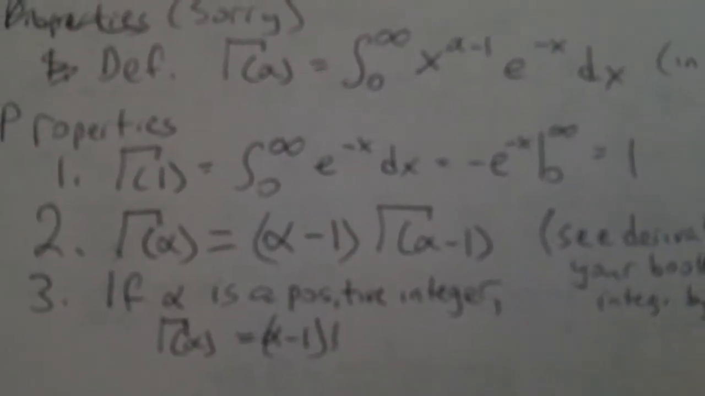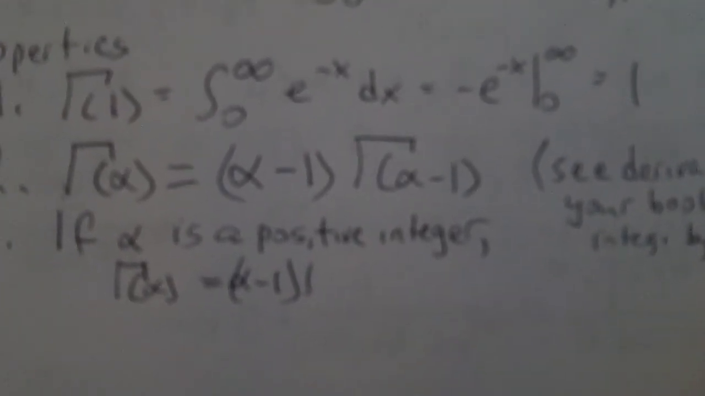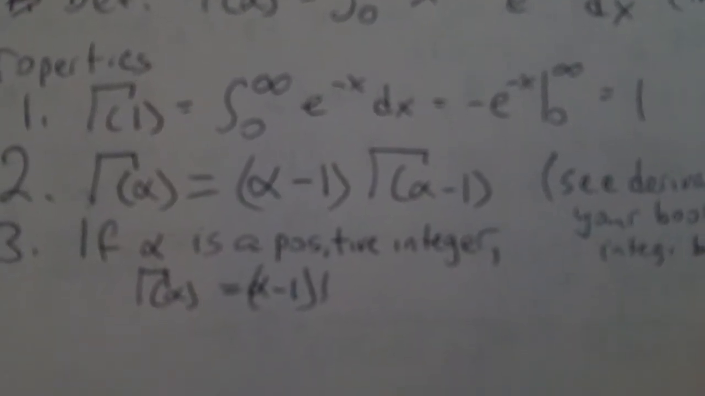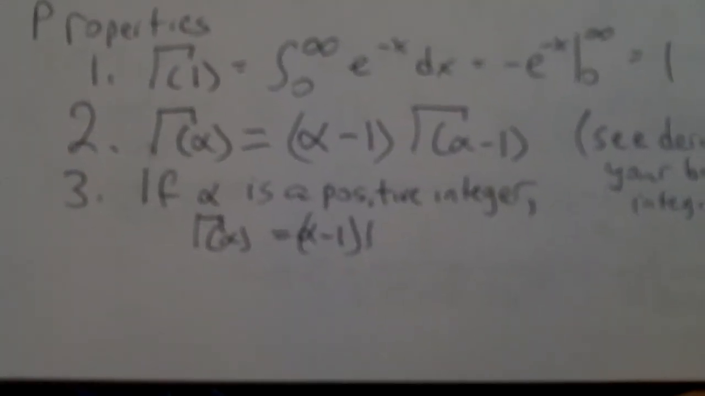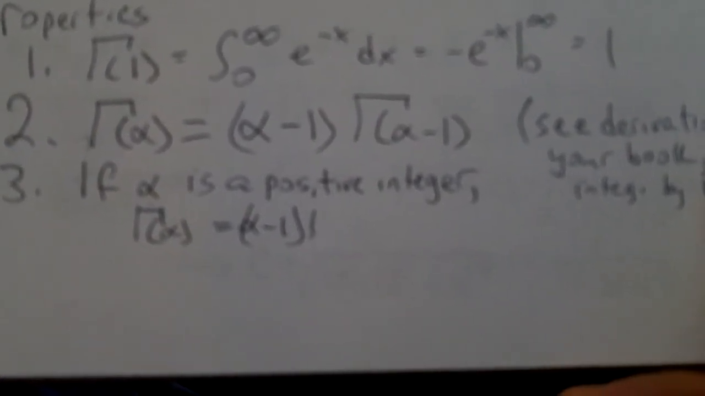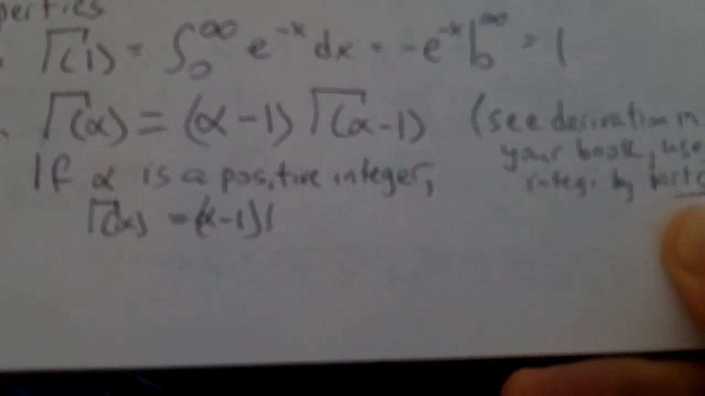Okay, as far as properties are concerned, some important things that we're going to use throughout this. First off, if you evaluate gamma of 1, plug it in and do the integration, you find out that's equal to 1. Secondly, gamma of alpha is equal to alpha minus 1 times gamma of alpha minus 1. The derivation's in the book. I didn't write that up.